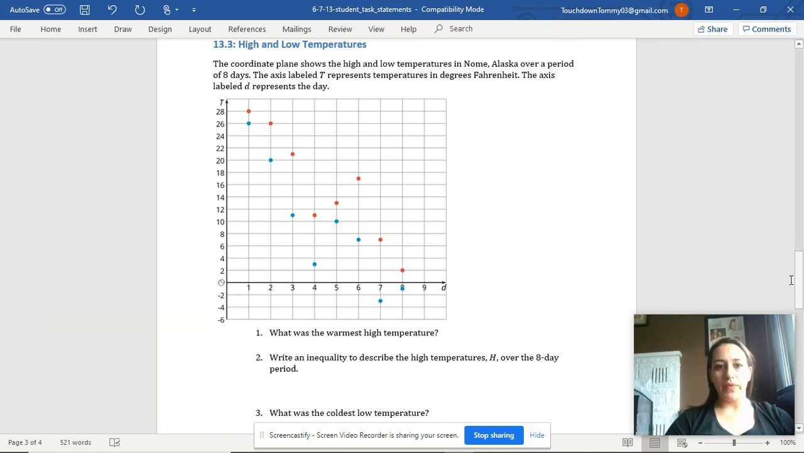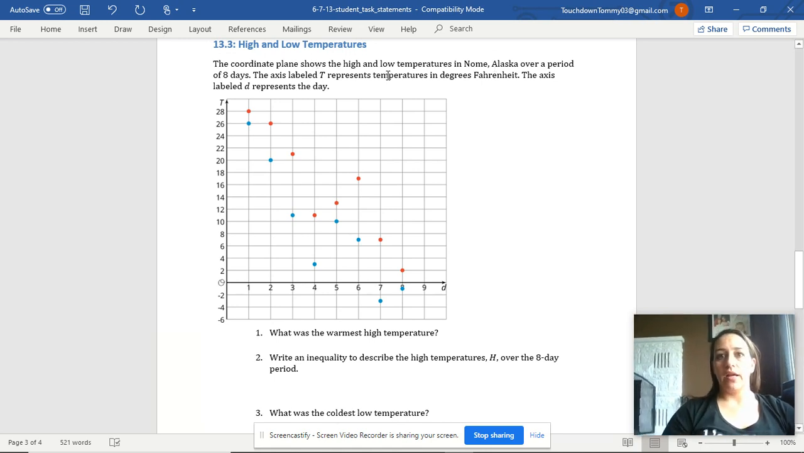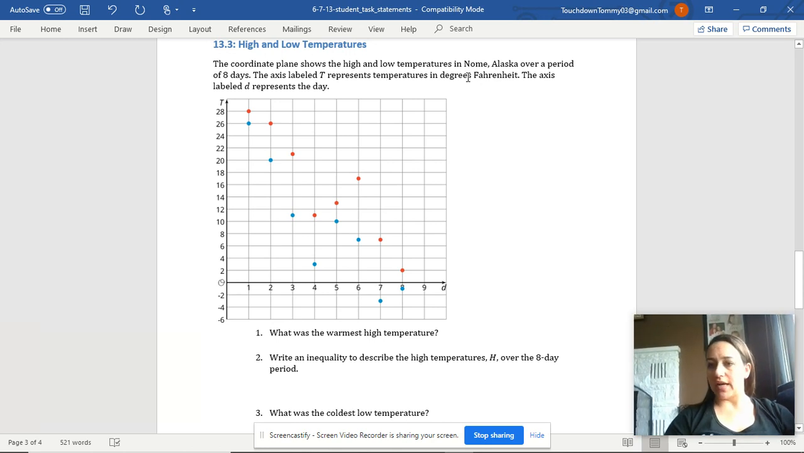points on here. So the coordinate plane shows the high and low temperatures in Nome, Alaska. That's a real place. Over a period of 8 days. The axis labeled with a T represents temperature in degrees Fahrenheit. Fahrenheit is what we typically use. So if you watch the Weather Channel, that would be our normal degrees that we see. And then the axis labeled D represents the day.